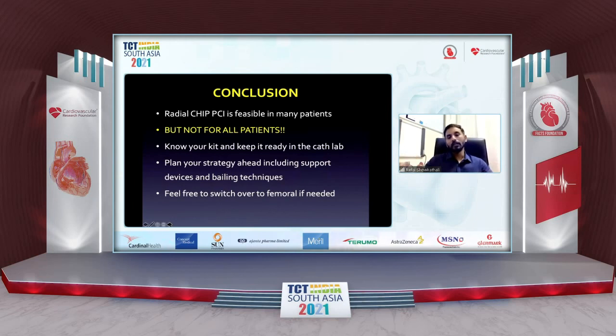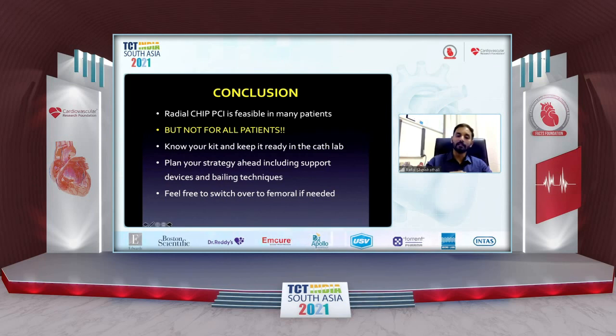So in conclusion, radial is feasible in many patients, but not for all patients. You all agree with that. There are certain cases where you have to go femorally. Know your kit and keep it ready in the cath lab. Plan your strategy ahead, including the support devices and bailout techniques, and feel free to switch over. The most important thing is that you don't want to keep going on and on. You have to feel free to switch over to femoral if needed. Thank you for listening.